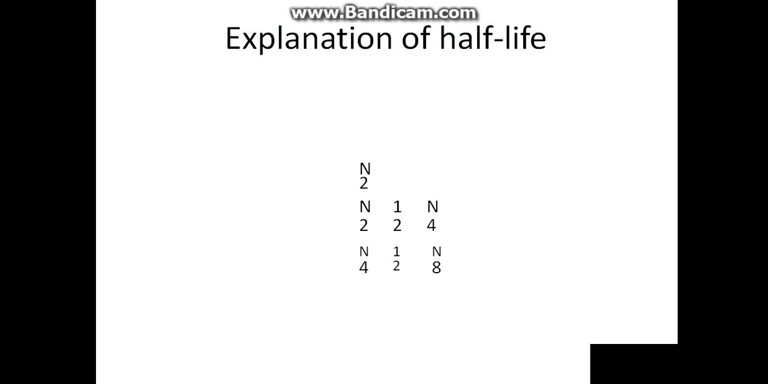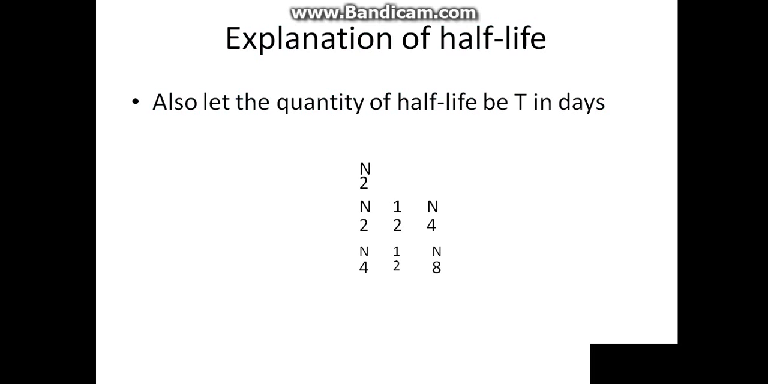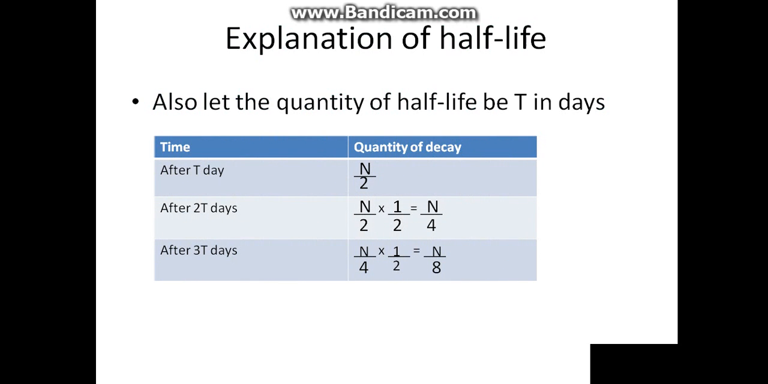Explanation of half-life. Let the quantity of half-life be t in days. After t days, quantity of decay is N over 2. After 2t days, quantity of the decay is N over 2 times half, which is equal to N over 4. After 3t days, quantity of decay is N over 4 times half, which is equal to N over 8.